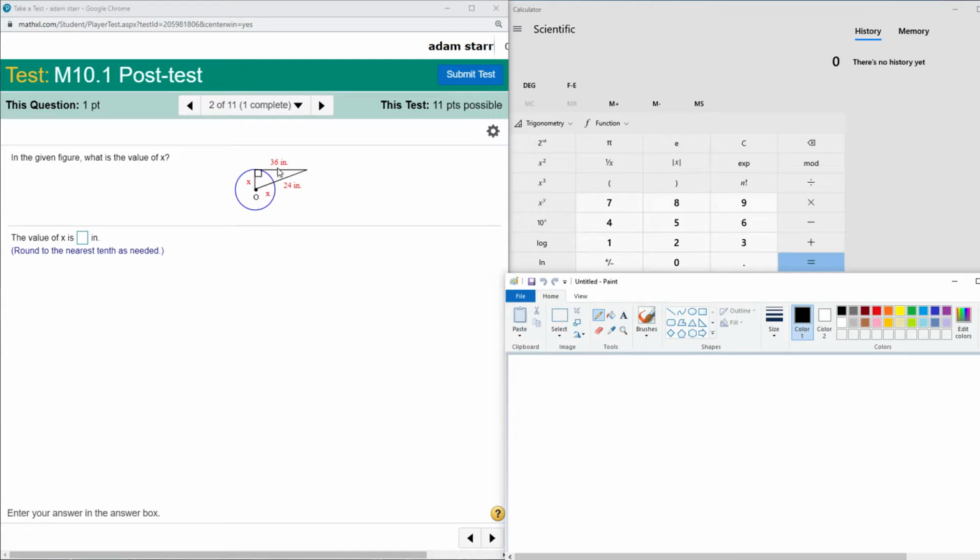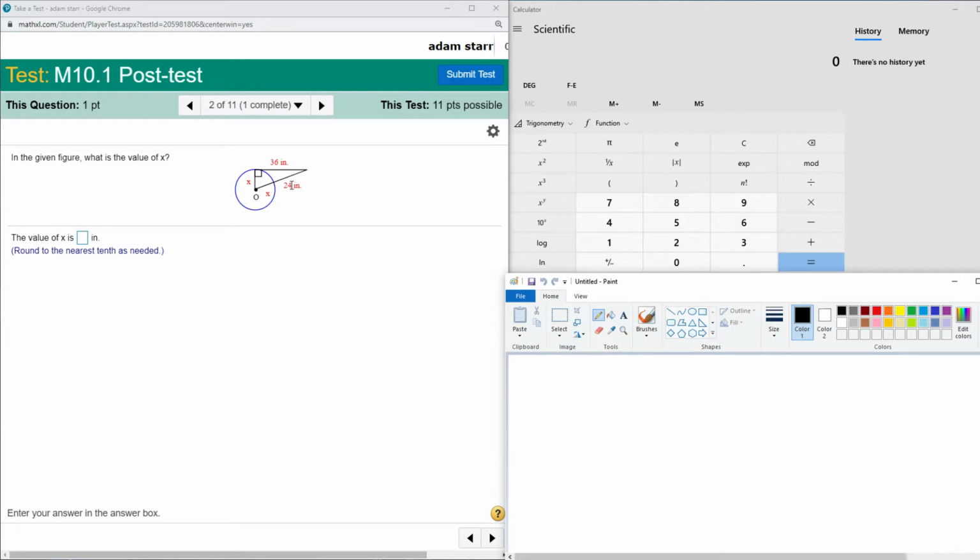But I also have this right triangle drawn. And in this right triangle, I have some lengths. I know that this side of the triangle is 36 inches. I know this side of the triangle is x. And I know this side of the triangle is a combination of x and this 24. That's what I'm going to use to set up my theorem.